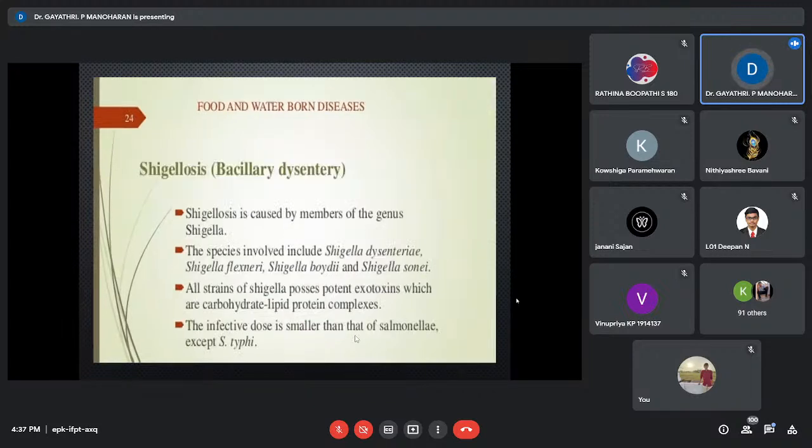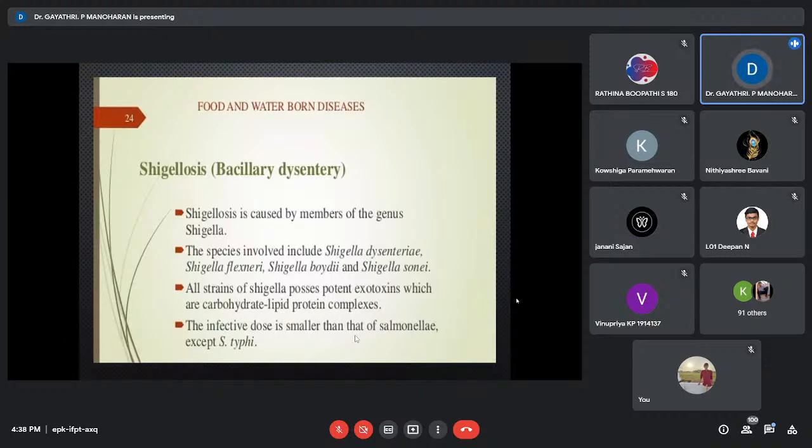Okay, the next common infection is Shigellosis. We commonly call it bacillary dysentery. Again, I'm telling you, this common infection, Shigellosis, is commonly called bacillary dysentery. Shigellosis is caused by a member of the genus Shigella. It is a bacteria. The species involved are Shigella dysenteriae, Shigella flexneri, Shigella boydii, and Shigella sonnei. These are the 4 important species of this bacteria involved.